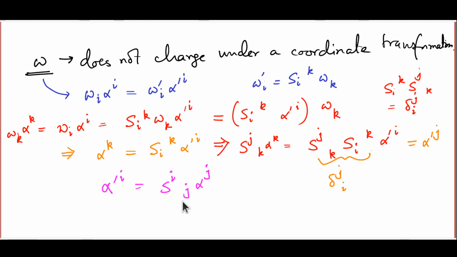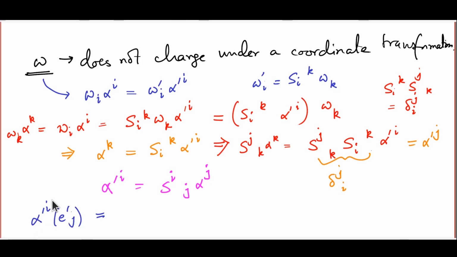Just to check that this is actually consistent with what I know about these basis elements, let's try out this expression. What should alpha prime I do to E prime j? The answer is straightforward. E prime j is a transformed vector basis and alpha prime I is a transformed covector basis element. So when alpha prime I acts on E prime j, you should get delta ij. But let's check whether that's true.